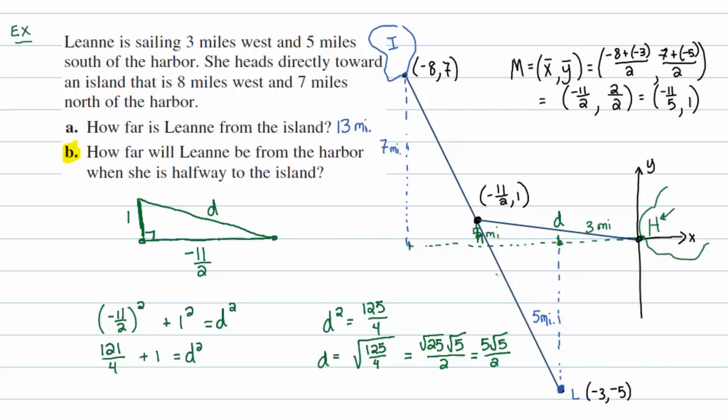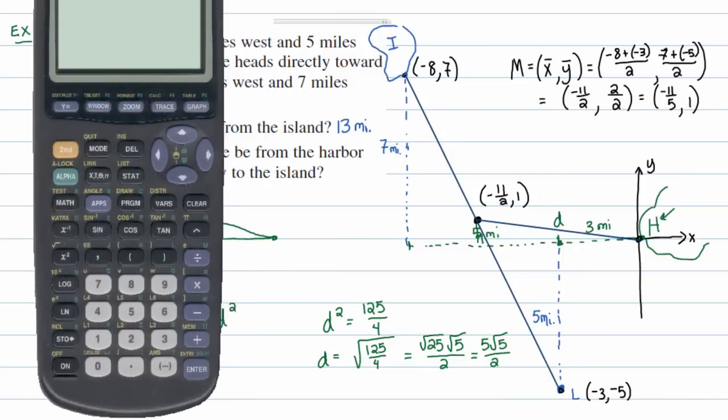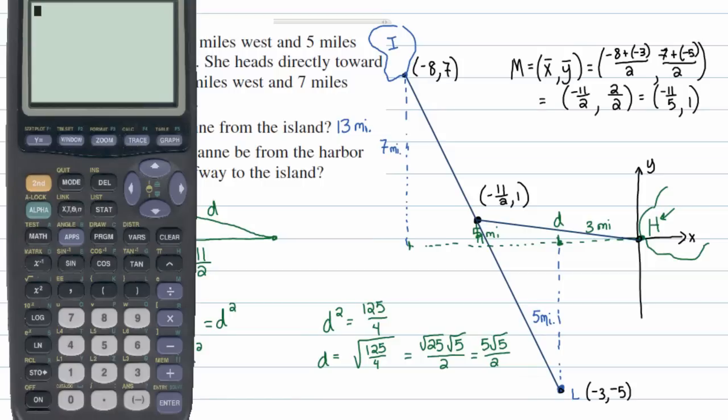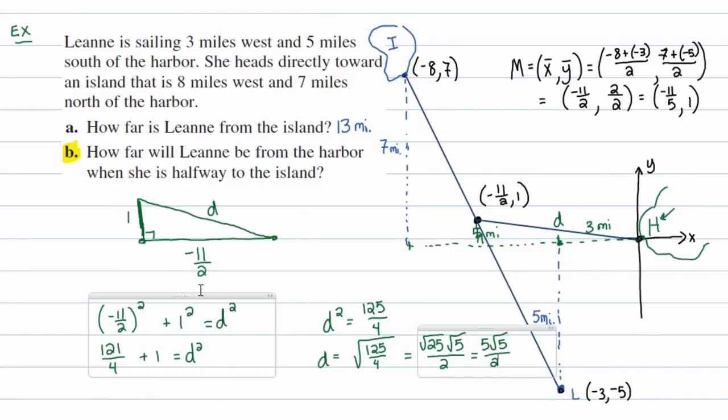And of course, when you're talking about a real world situation, you don't want to just yell out, oh, the distance is going to be 5 root 5 over 2. It's much better to actually calculate it out and tell somebody how far they are away from something. So 5 root 5 divided by 2 will give me roughly 5.6 miles. So this distance is roughly 5.6 miles.